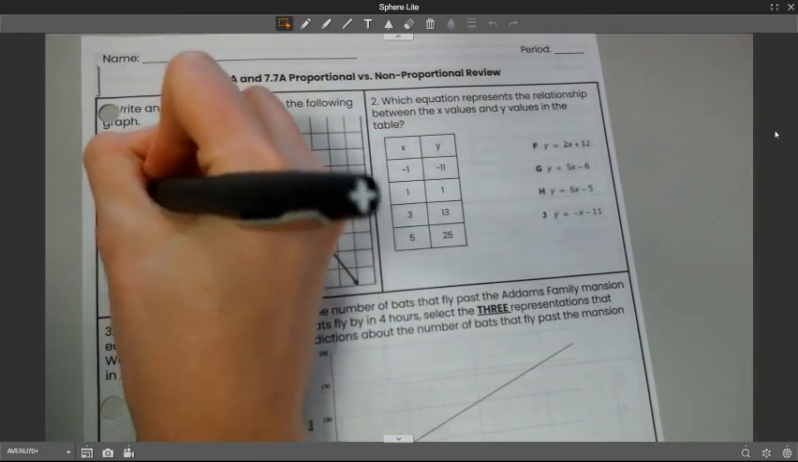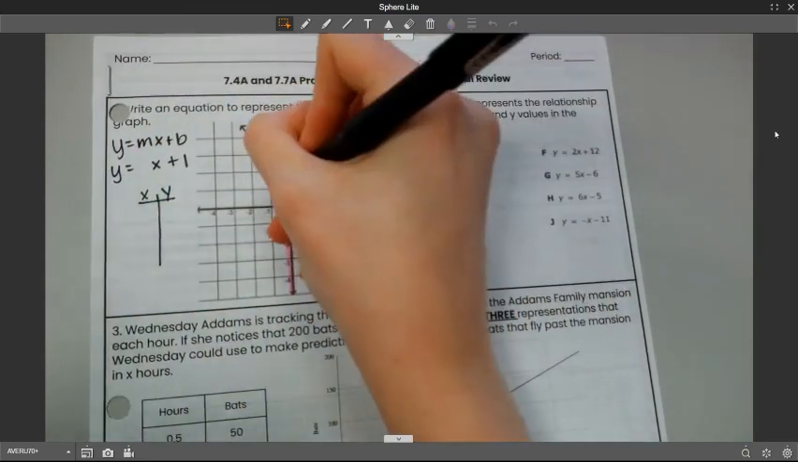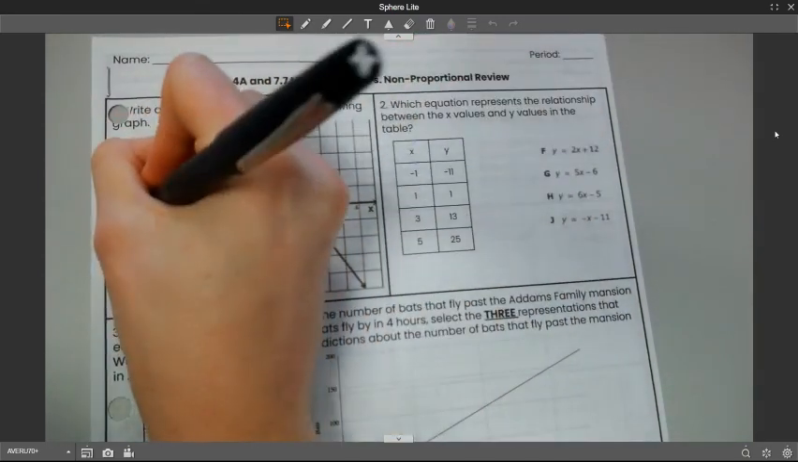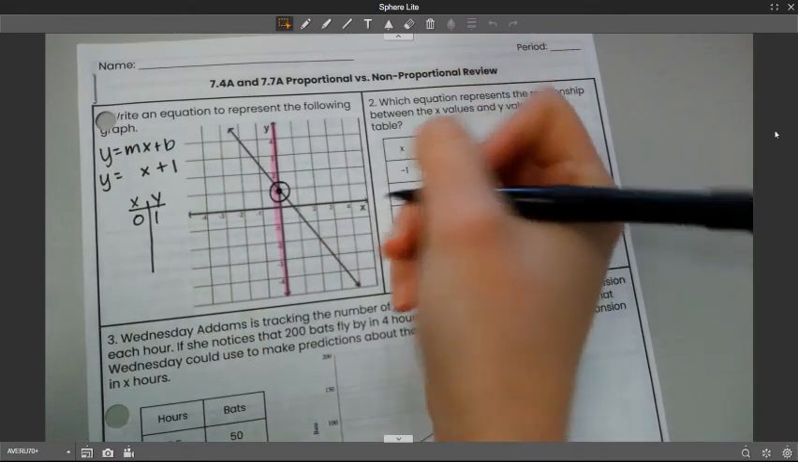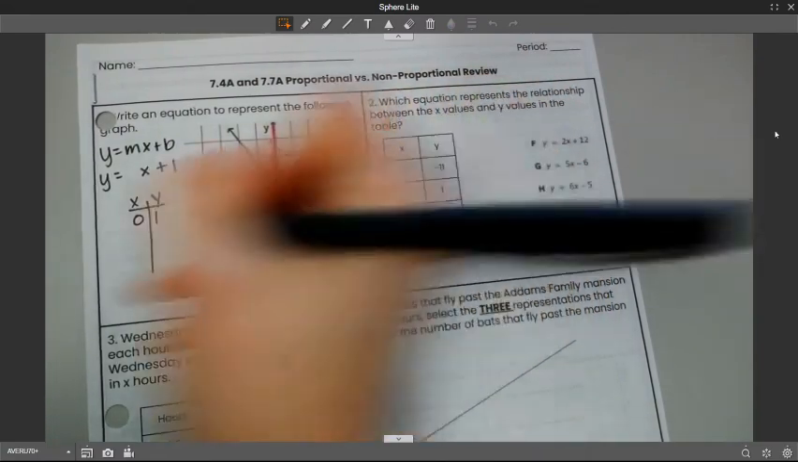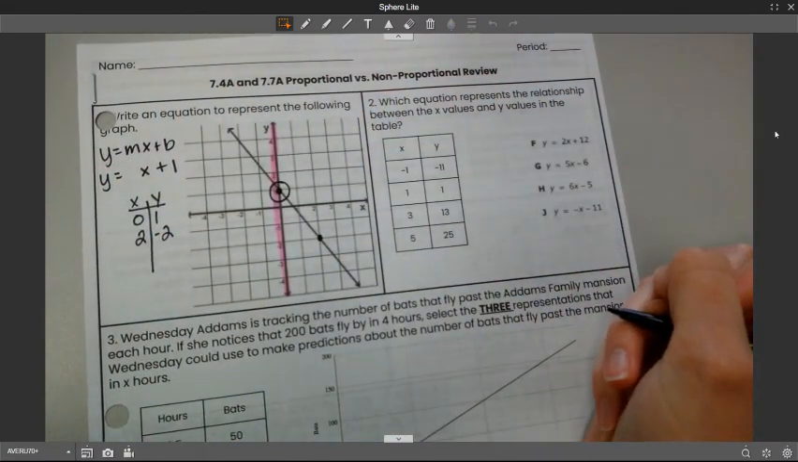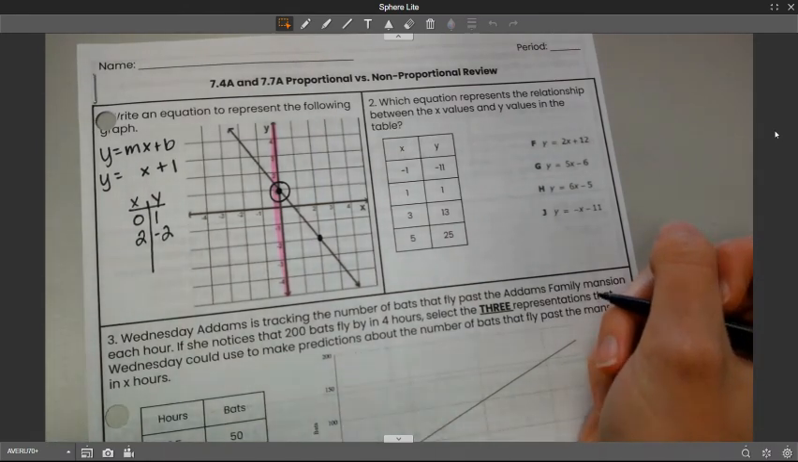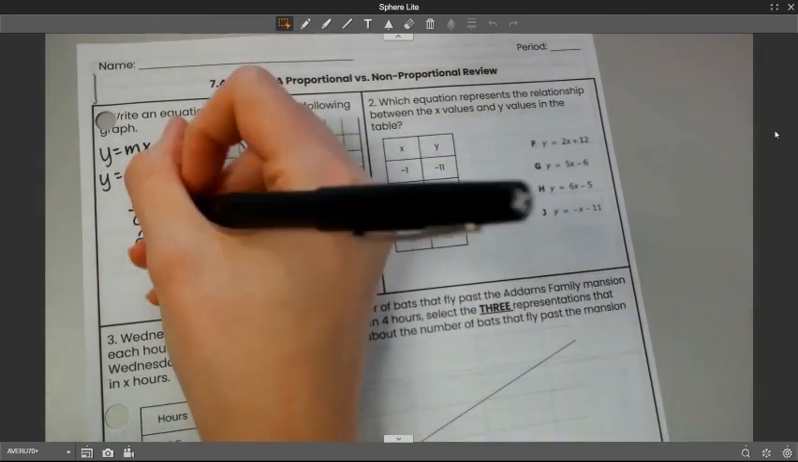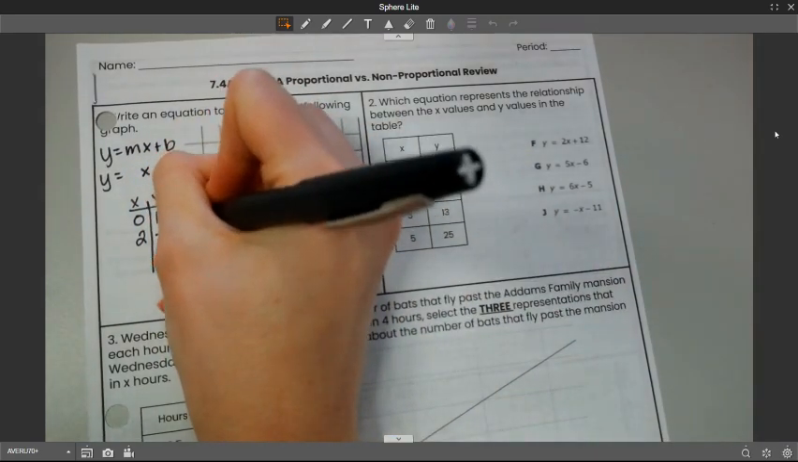To find our rate of change, we're going to make an xy table, and we're going to use perfect points. So I have a point here at 0, 1. And then I have another point here at 2, negative 2. And we'll use that. So to go from 1 to negative 2, I subtract 3.